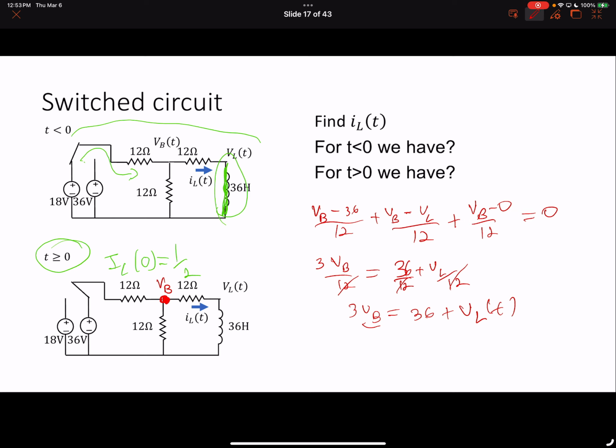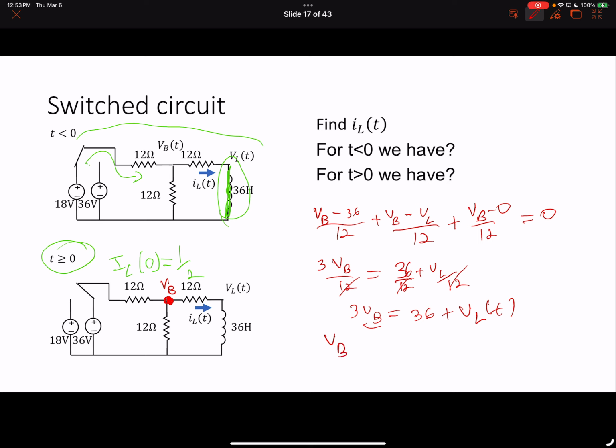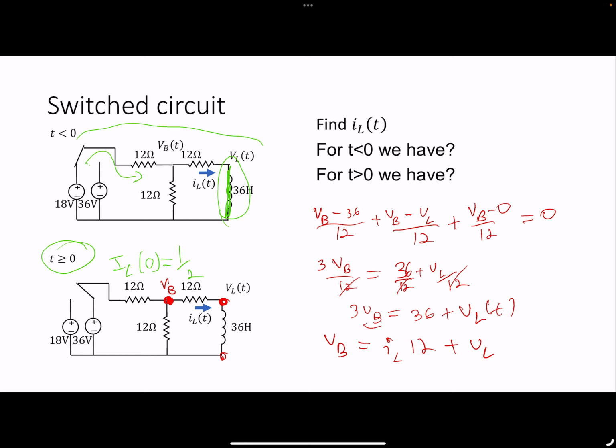Yeah, so we can also use this equation that basically VB will be equal to IL times 12, so the voltage from here to here, plus VL. And then we also know that VL is actually equal to L dIL/dt. So that means that this is 12 IL plus 36 d/dt of IL.